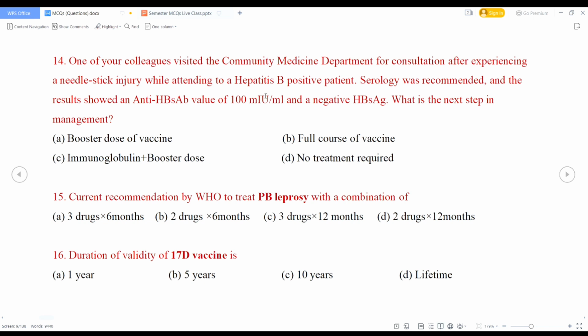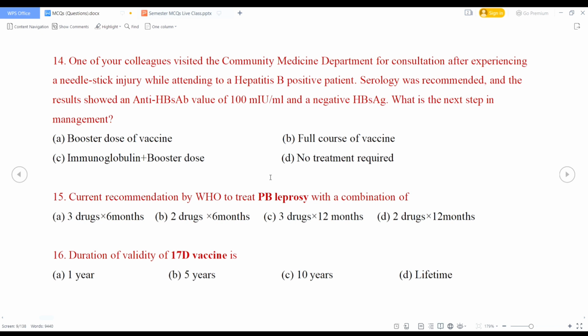Here the titer is more than 10 and HBs antigen is negative. So the person is protected against hepatitis B. Probably this titer was due to the previous vaccination. So the right answer is no treatment required. Come to question number 15.